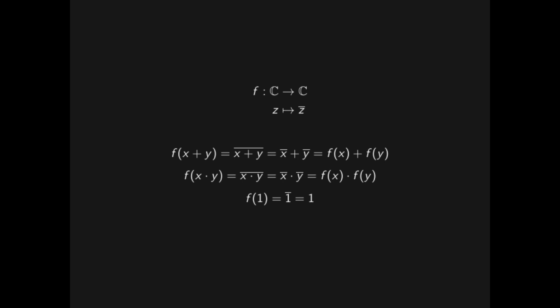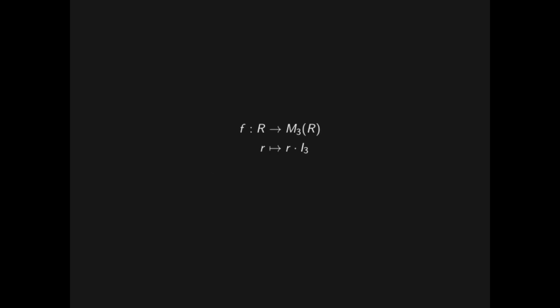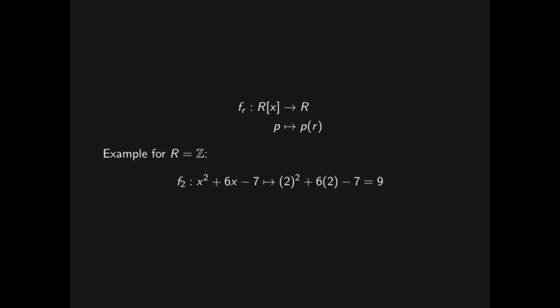Another homomorphism is the one that goes from some ring R to the ring of 3x3 matrices M3 of R. This maps r to r times the identity matrix. The final homomorphisms that we will explore go from the polynomial ring R extended by x to R, of which there is one for each element in R. The homomorphism corresponding to the element r takes the polynomial p to p of r, which is an element of R.